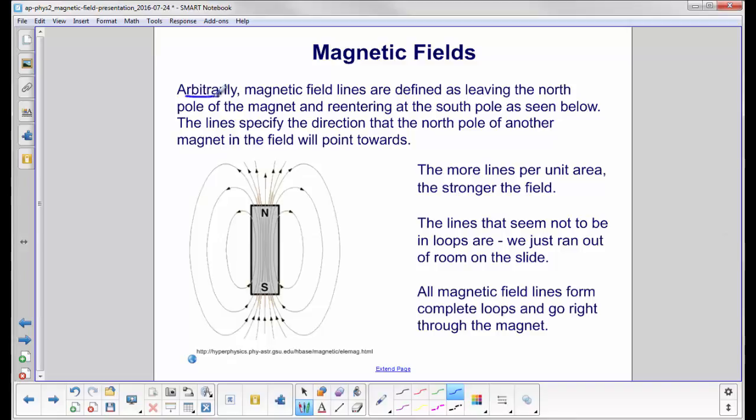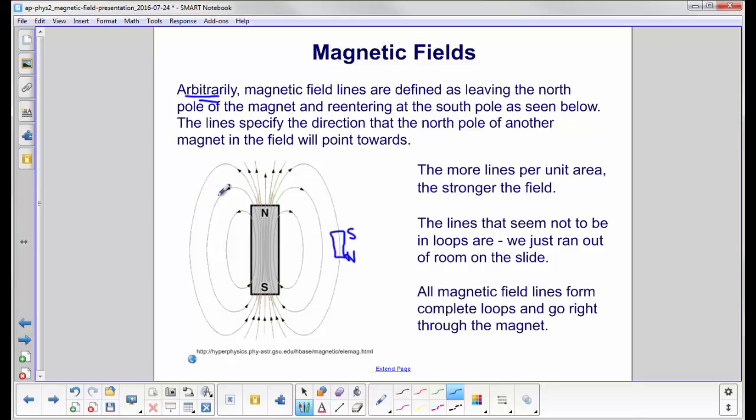Arbitrarily, which means we're going to use a convention here, somewhat like when Ben Franklin named the positive and negative charges, magnetic field lines are defined as leaving the north pole of the magnet. You can see how the arrows are coming out of the north pole and re-enter the south pole. The lines specify the direction that the north pole of another magnet in the field will point towards. So if I put a magnet here, which way is the North Pole going to orient itself? Well, the arrow is going this way, so the North Pole should point this way. This would be the North Pole. This would be the South Pole.